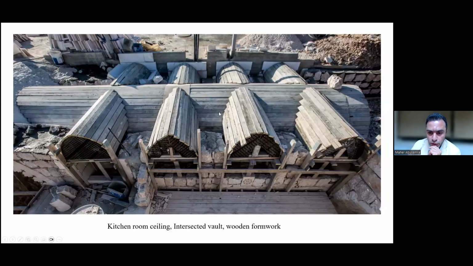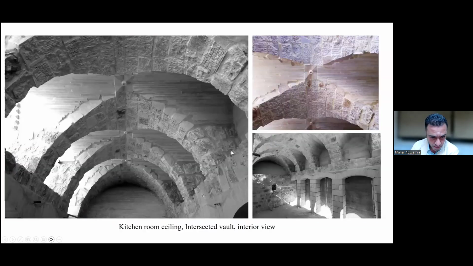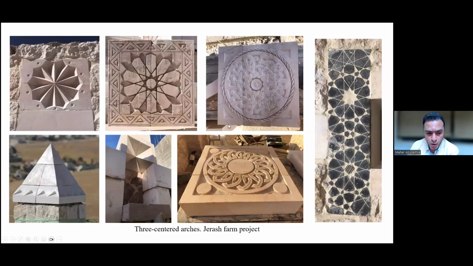Here, in one of the spaces, we have an intersected vault. So we have one main vault intersected by four small vaults. And this is the image after we finish the construction, and this is the interior of that space, also using two different types of stone. Some of the ornaments and carved stone pieces I did myself by chisel and some electrical tools.